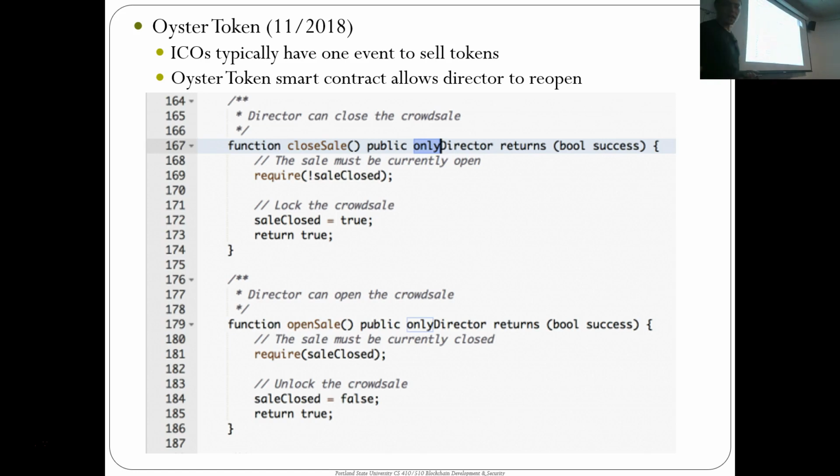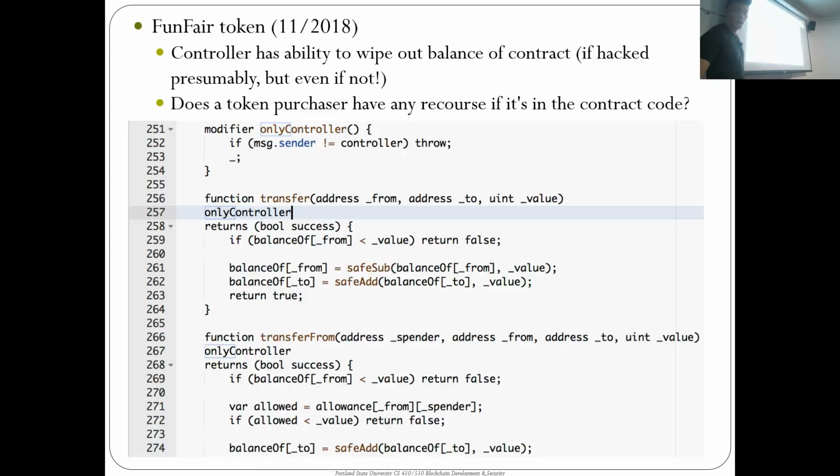Someone realized that there were these two functions protected by onlyDirector, which is basically the contract deployer, that allowed you to reopen the token sale. So this closes the sale, so only the director can close it, but it also has this open sale where you can reopen the token sale.